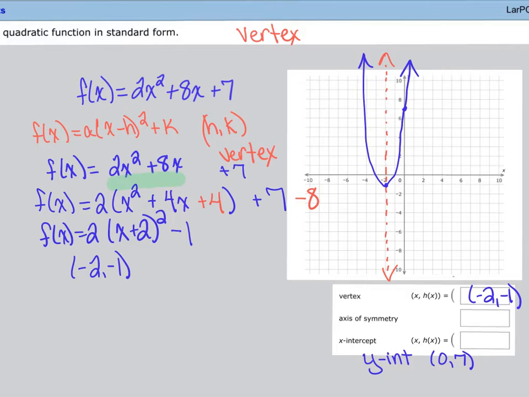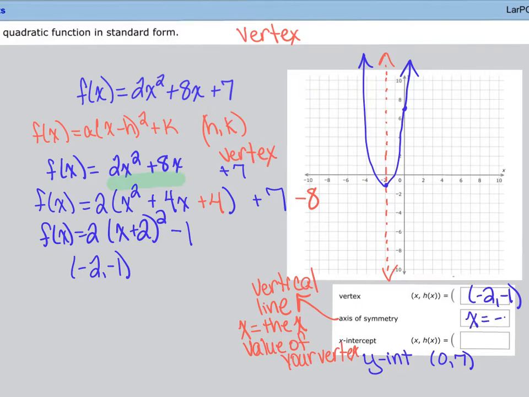Your axis of symmetry is always a vertical line. It's always x equals the x value of your vertex. So what is the x value of my vertex? Negative 2. Did I draw a line at x equals negative 2? I did. That's exactly what I did. So my answer to the axis of symmetry is x equals negative 2.